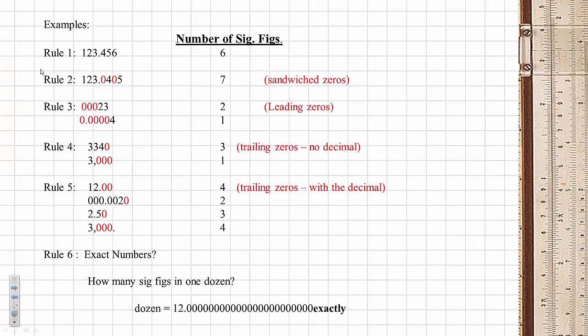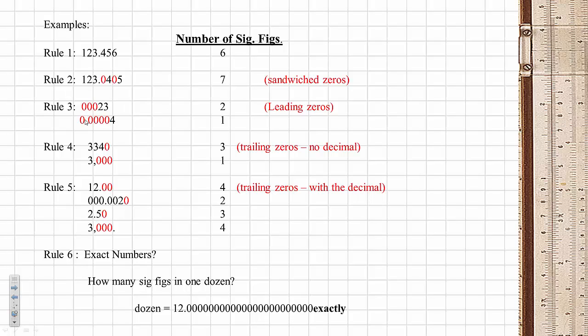Alright, so some more examples here. Again, rule number 1, non-zero numbers always significant, so there's 6 here. Here we've got a couple sandwich zeros. These are also significant, so there's 7 sig figs. I'm going to go through this pretty quickly, but as you're viewing this, you can always pause it and count all of these and make sure that I did this correctly. Rule number 3, leading zeros, never significant, so 23 is just 2.